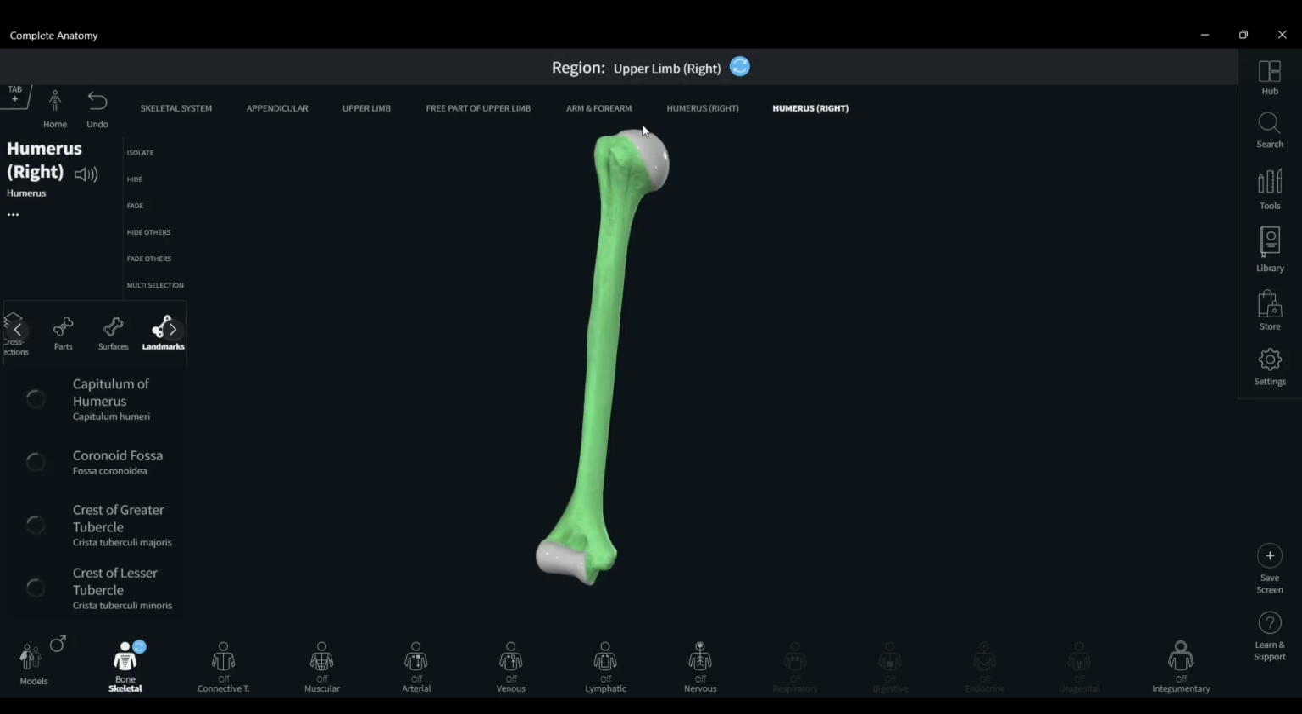Proximally, the head, the anatomical neck, and the two tubercles form the shoulder pole.